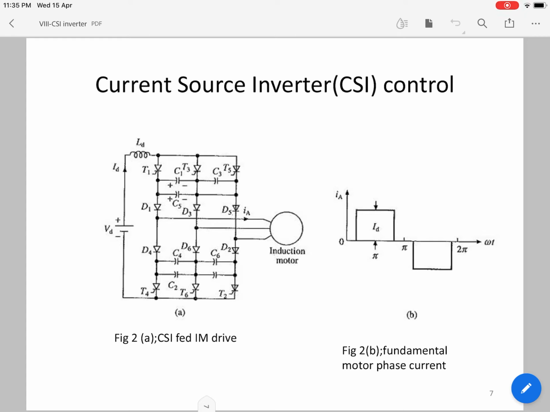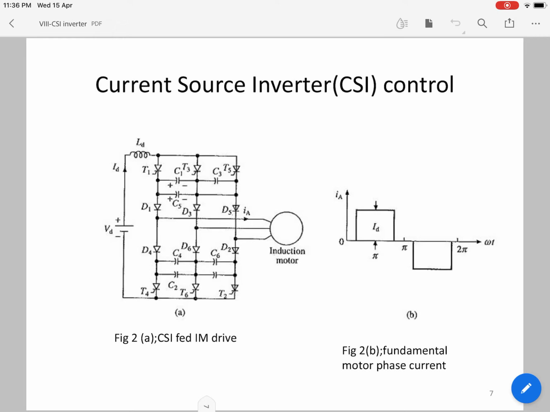and capacitors C1 to C6, that is C1, 2, 3, 4, 5, 6, we can see here. They are used for commutating the thyristors. The thyristors are fired in sequence with 60-degree interval. Again, there are diodes connected, diodes D1 to D6, and they prevent the discharge of the capacitors through the load.